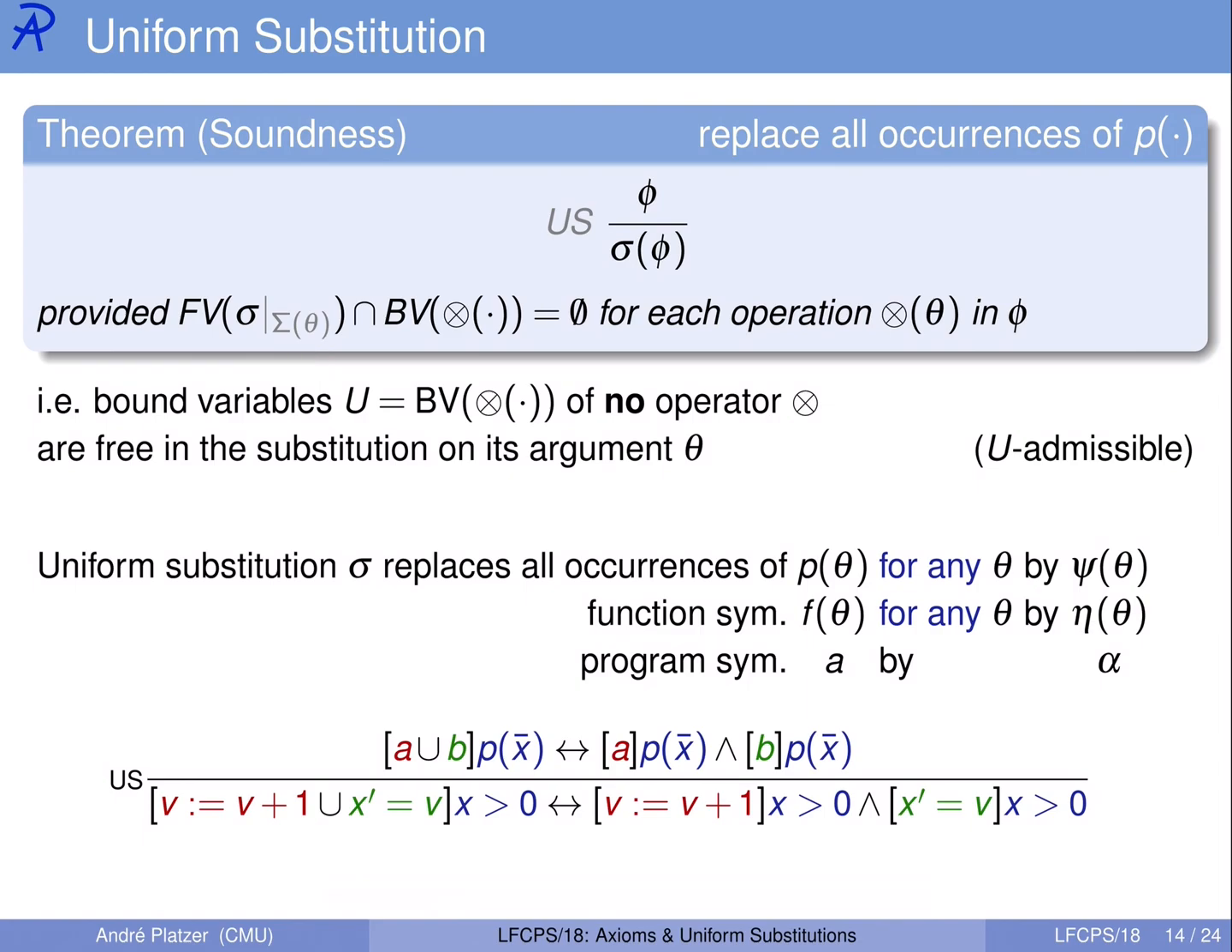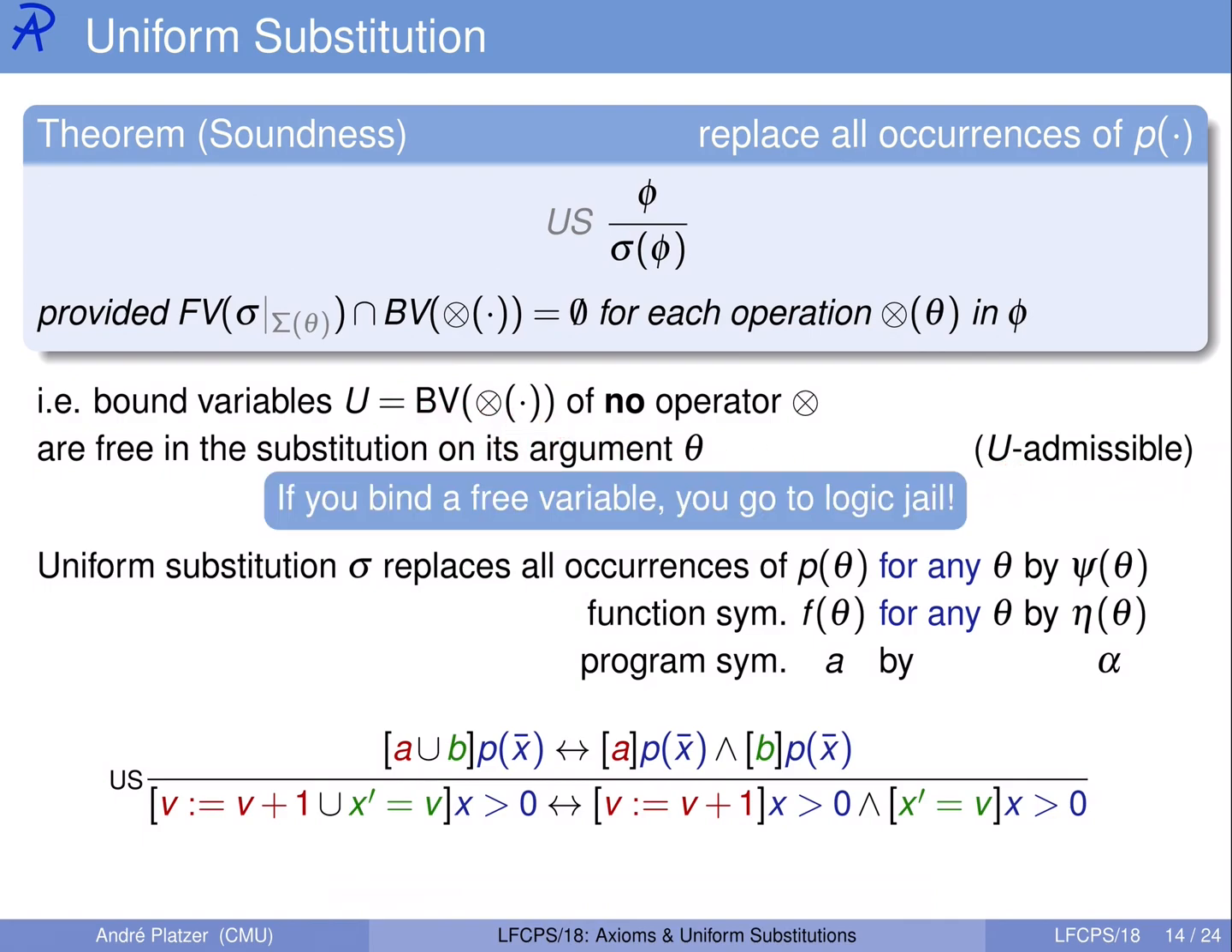So that means that the bound variables of no operator are free in the substitution on its arguments, which is also called admissible compared to the set U, which here are the bound variables. Another way to memorize this is that if you bind a free variable, you go to logic jail.